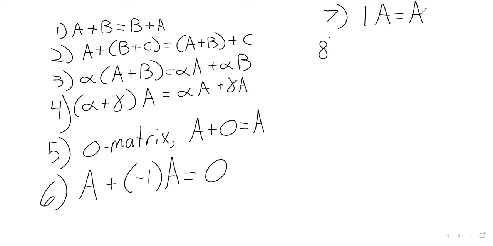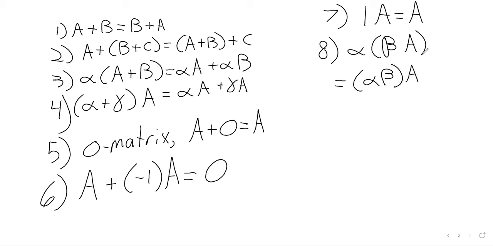And scalar multiplication can move around. We can have this kind of associativity property for scalar multiplication. And I believe I've done it. There were 8 properties for vectors, as I recall the list, and except for the fact that I'm sure I have these in a different order, these are the exact same properties that vectors have.